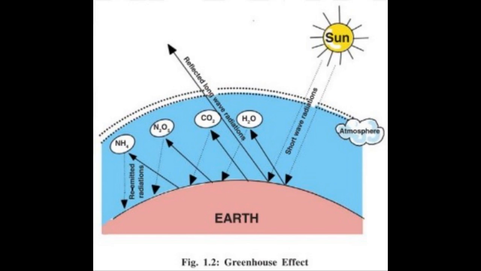The most important of the greenhouse gases, carbon dioxide, CO2, has increased by about 25% in the last 100 years. Fossil fuel combustion and deforestation are the main reasons for the increase in the atmospheric CO2.